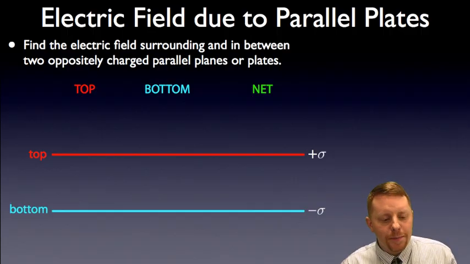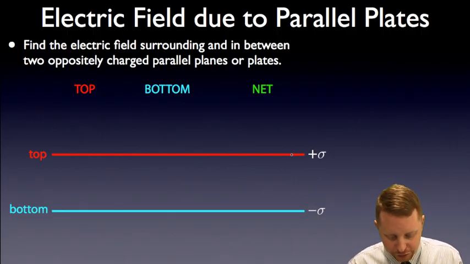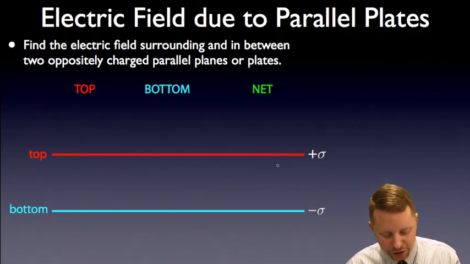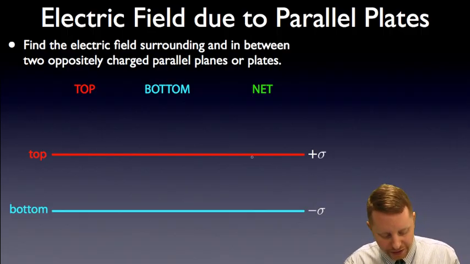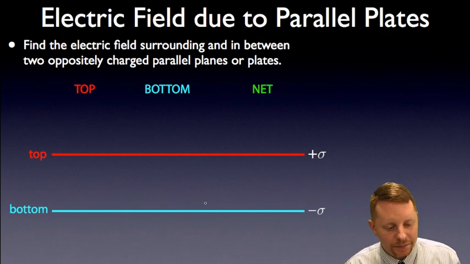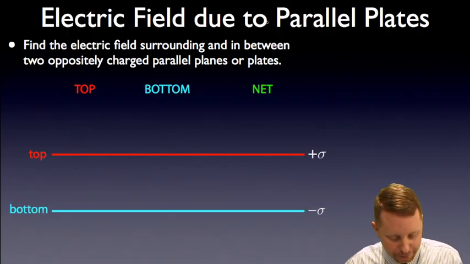The electric field due to two parallel plates. And as we're going to talk about these charged plates, or parallel planes even, we're going to use our result from the last problem. What we're going to do is find the electric field surrounding and in between these two oppositely charged parallel planes or plates by finding the electric field due to an infinite plane on top and the infinite plane on bottom, and then just adding them together. So we'll start with the top one. I'll do that in this bright pink to go with the red so that it shows up pretty well.